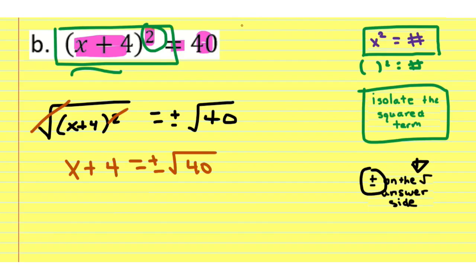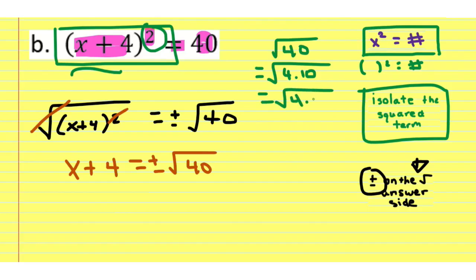So now we need to deal with this square root of 40. So let's talk about that. So square root of 40, I can break that down into some factors. I can say 4 times 10, right? There we go. And then that is equal to 4 times 2 times 5.